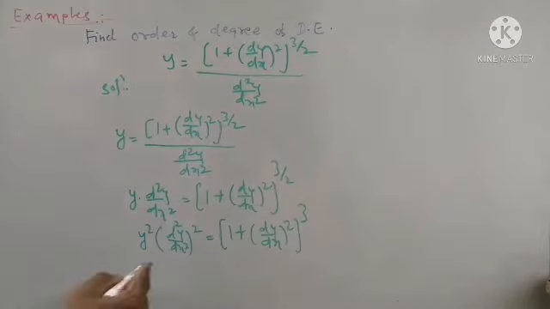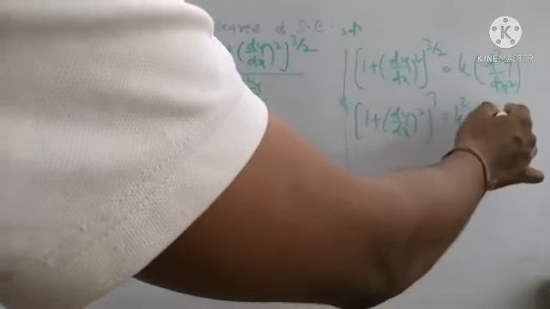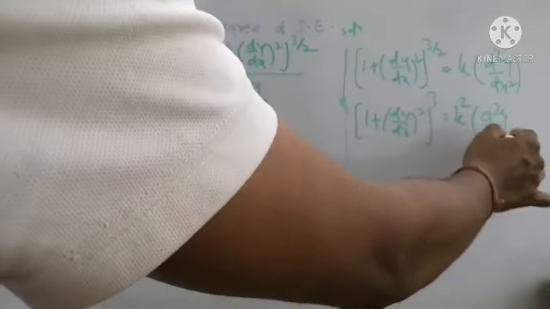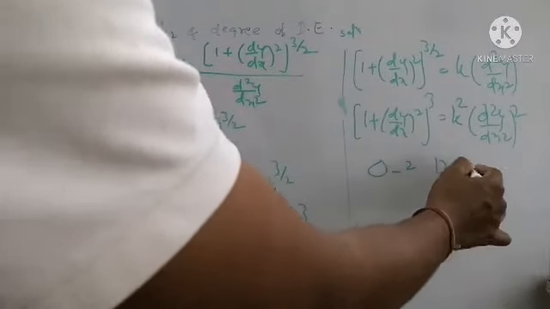In a similar example, the term of the denominator is given in the numerator directly, so we can simply take the square on both sides. The term will be (1 plus (dy by dx) square) raised to 3, as 3 by 2 into 2 gives 3, the fraction cancelling, and on the right side we take the square of each term separately, so k square plus (d square y by dx square) square. Now you can define the order as 2 and the degree as also 2.